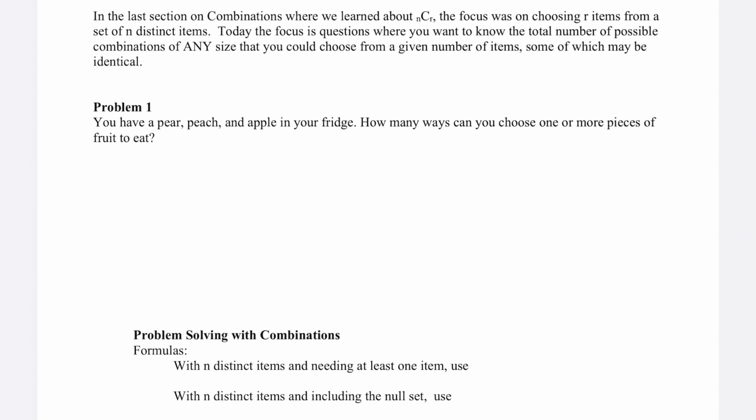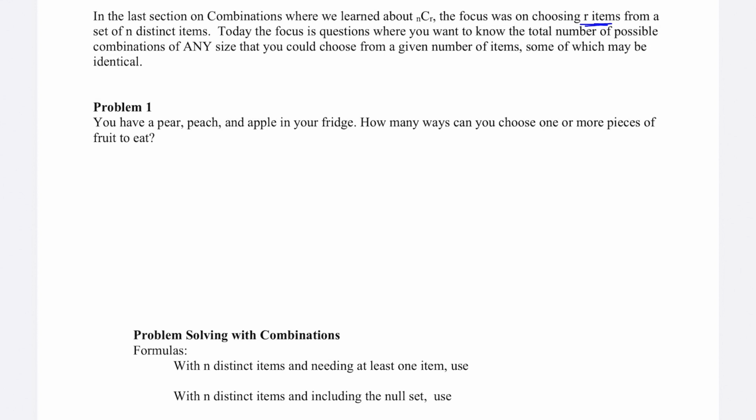In the last section on combinations where we learned about nCr, the focus was on choosing r items from a set of n distinct items. Today the focus is questions where you want to know the total number of possible combinations of any size that you could choose from a given number of items, some of which may be identical. So here, instead of choosing r items, we might even choose more than just r items. We might choose 1, 2, 3, 4, etc. So we'll look at some questions here.